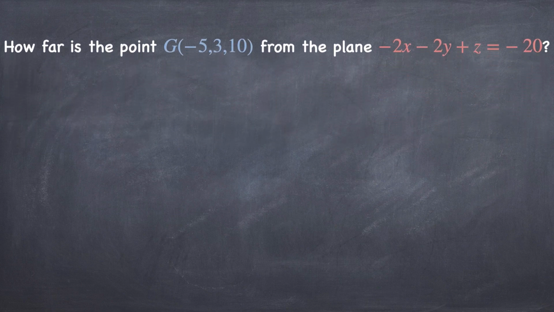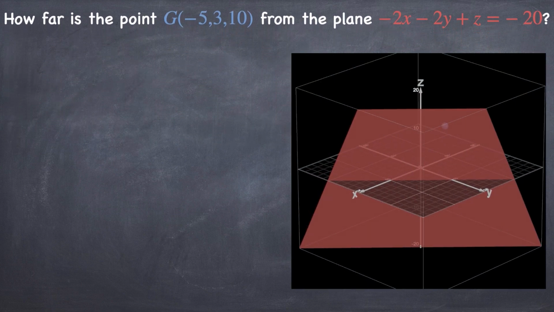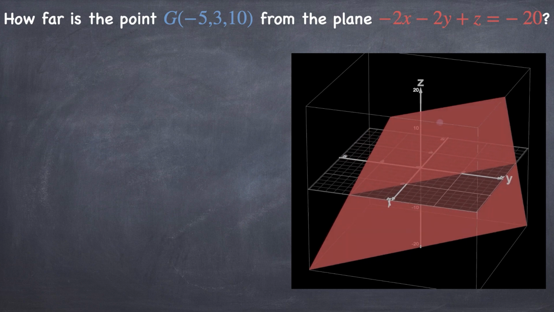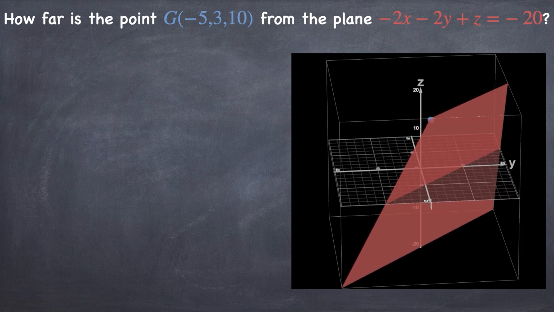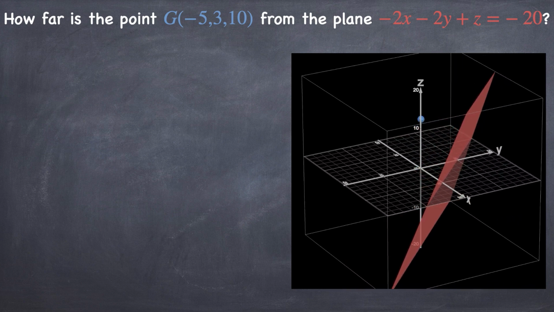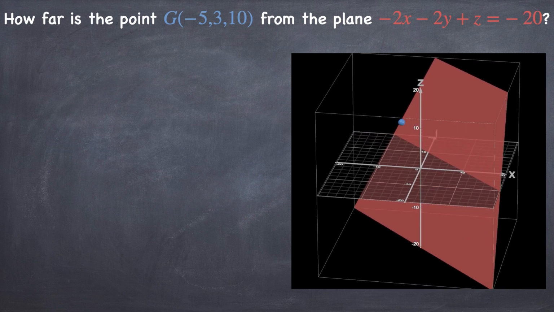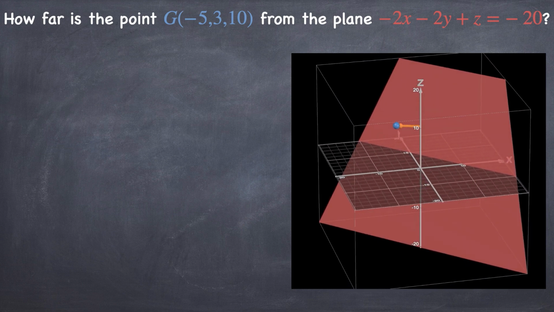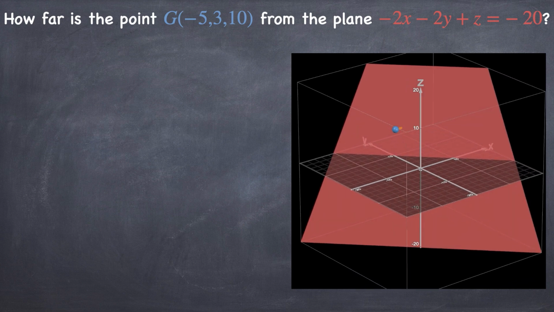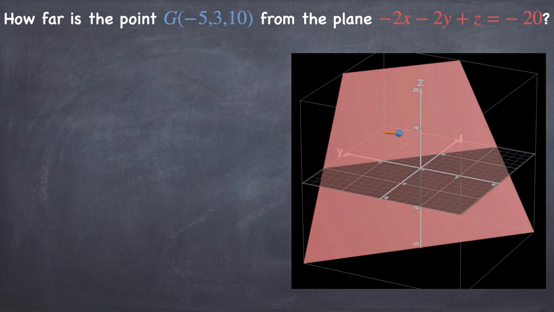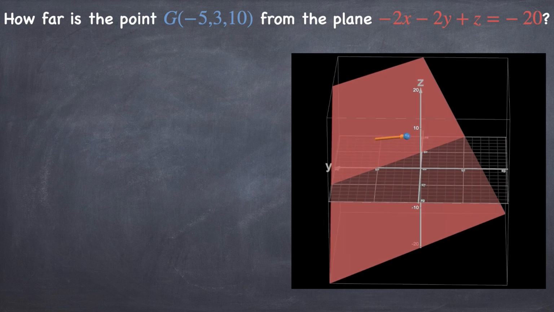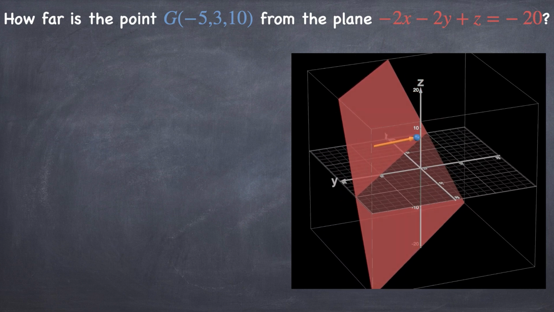How do we find the distance between a point and a plane? Here we have our plane in red and our point in blue, and I want to know how far away, what's the shortest distance between the plane and the point, and I can visualize that with our orange vector here. So this orange vector starts on the plane, ends at the blue point, and its magnitude is going to be the answer here.